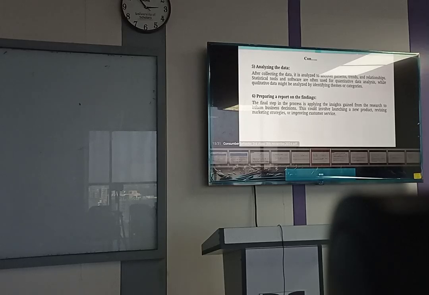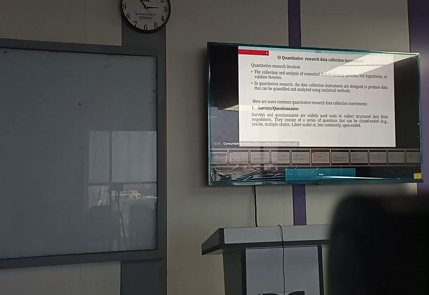This type of research happens for many things, like launching a new product, revising marketing strategy, or improving customer service. In this phase, we gain the actual information from the research, and we come to a final decision in this preparing a report on findings. That's when the research is done.